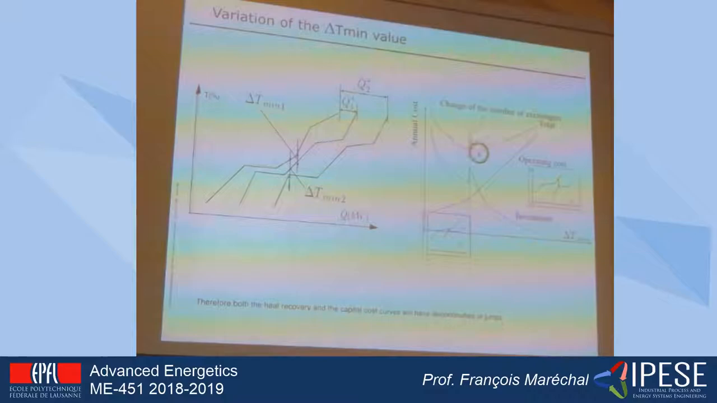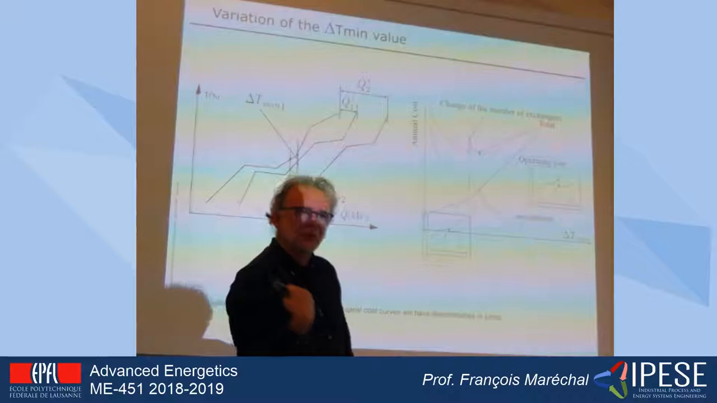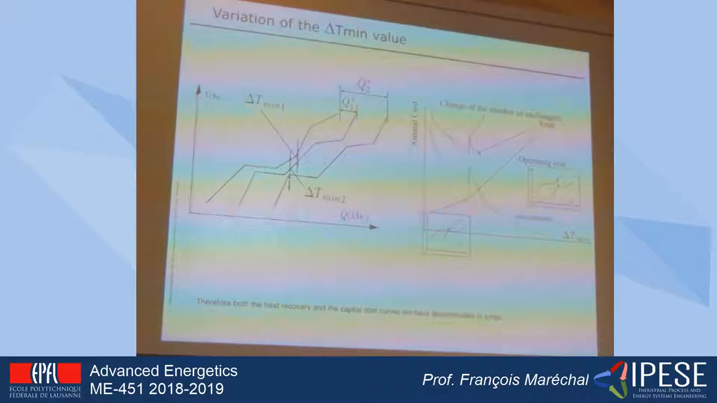And when I'm saying the best delta T minimum value, it is mainly about which collection of streams is above and below the pinch. Okay? And of course, if the pinch is changing position, then I will have another list of streams that I will use for the heat exchanger network design. Right? So it means that it will not be so easy to decide where we have to start.